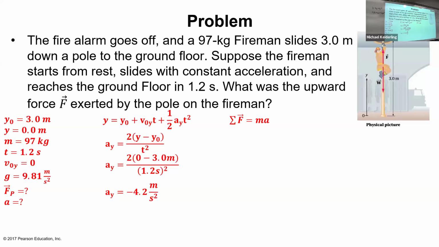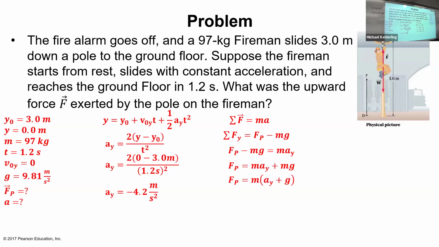So we know our net force equals mass times acceleration. Our net force is the force from the pole minus the weight of the fireman, mg. So force from the pole minus mg equals mass times acceleration in the y direction. So force from the pole equals mass times acceleration in the y direction plus mass times g. So mass times the sum of acceleration in the y direction plus g, or 97 kilograms times negative 4.2 meters per second squared plus 9.81 meters per second squared, which comes out to a total force of 540 newtons.